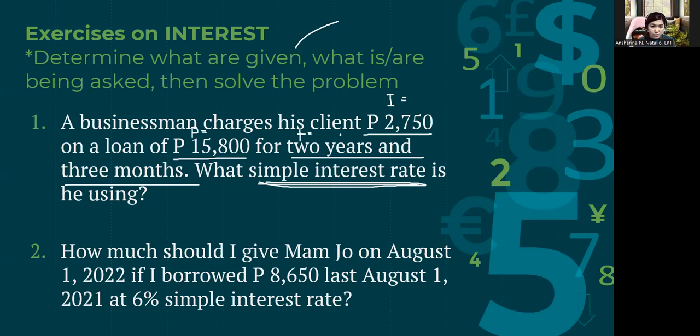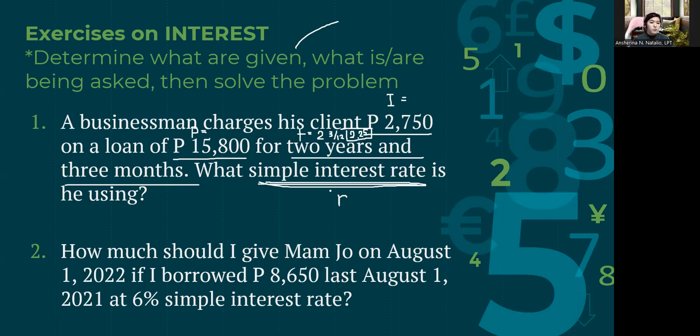Our time is for 2 years and 3 months. Remember to convert 2 years and 3 months into decimal. Okay? So, this would be 2 and 3 over 12. If you'd convert it to decimal, this would be 2.25. Okay? Binigay ko na yung number 1, ha? And then, what simple interest rate is he using? So, you are looking for R. Now, I think I gave the formula na naman, no? So, kaya na ang bahala dyan.